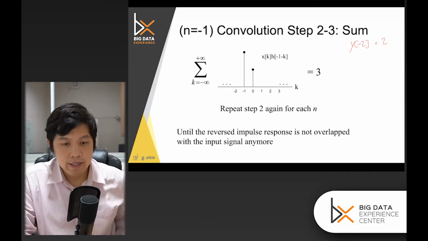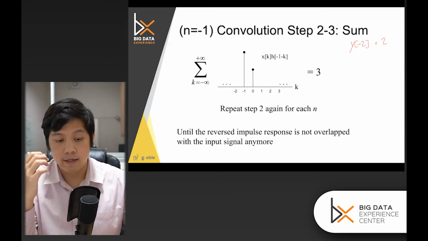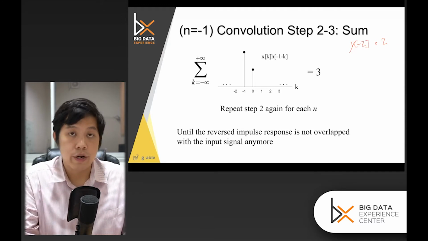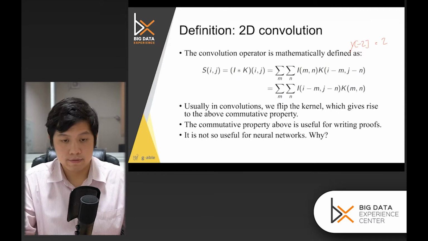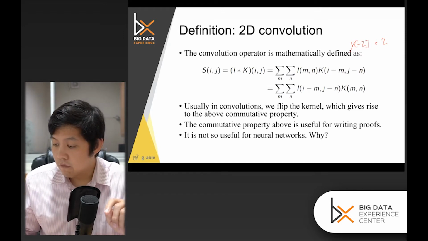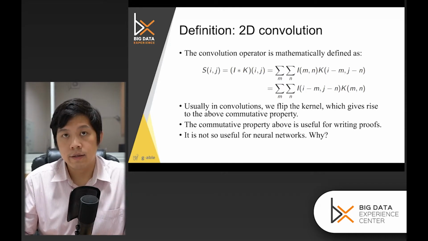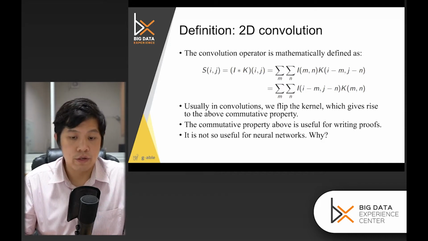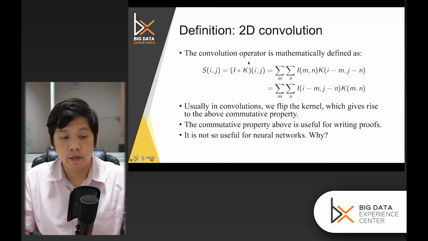Okay. So this is the process of convolution, as illustrated in the signals and systems concept. Now for 2D convolution, the convolution in 2 dimensions. If we take a look at the definition of convolution in 2 dimensions, you can see that they are actually the same. This is the convolution operator in 2 dimensions.